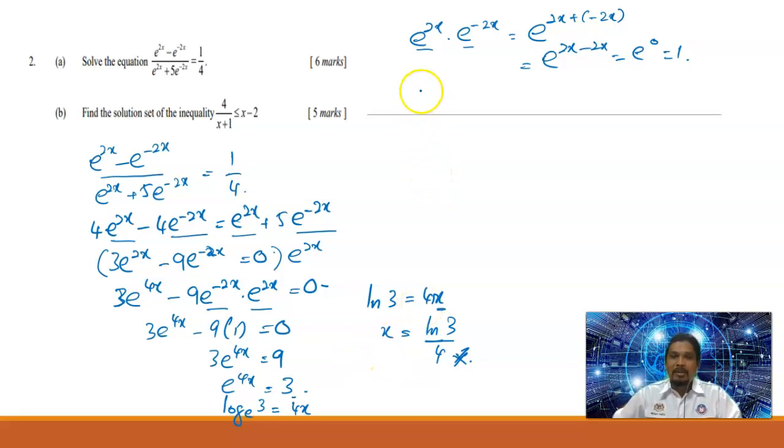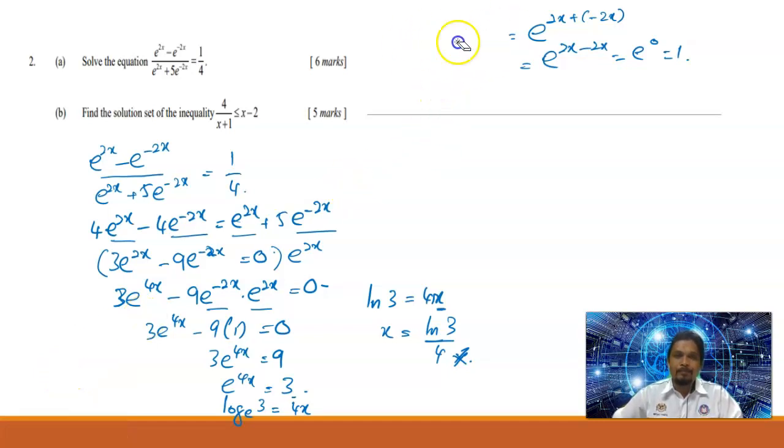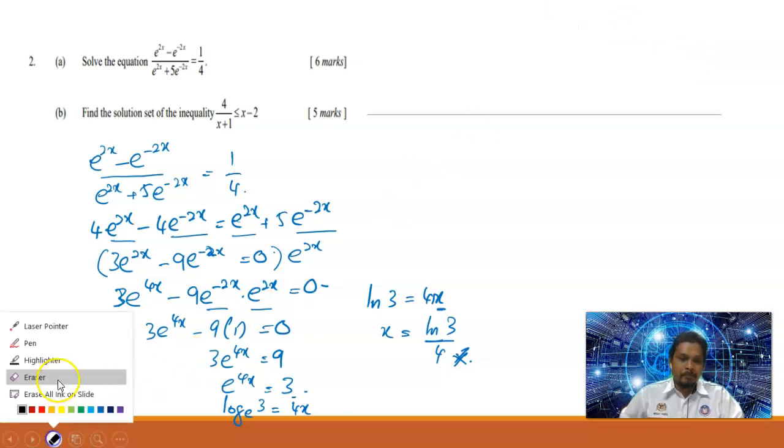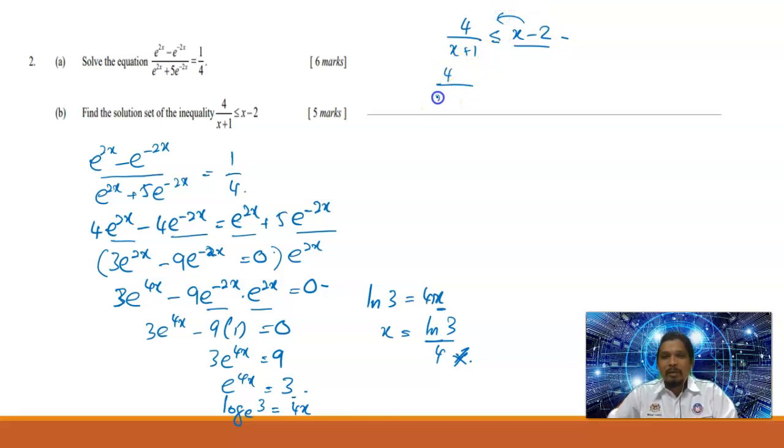Okay, this is it. Then next, question B here. 4 divided by x plus 1 is less than or equal to x minus 2. So we are going to bring this to the left side. 4 divided by x plus 1, and minus x minus 2, less than or equal to 0.